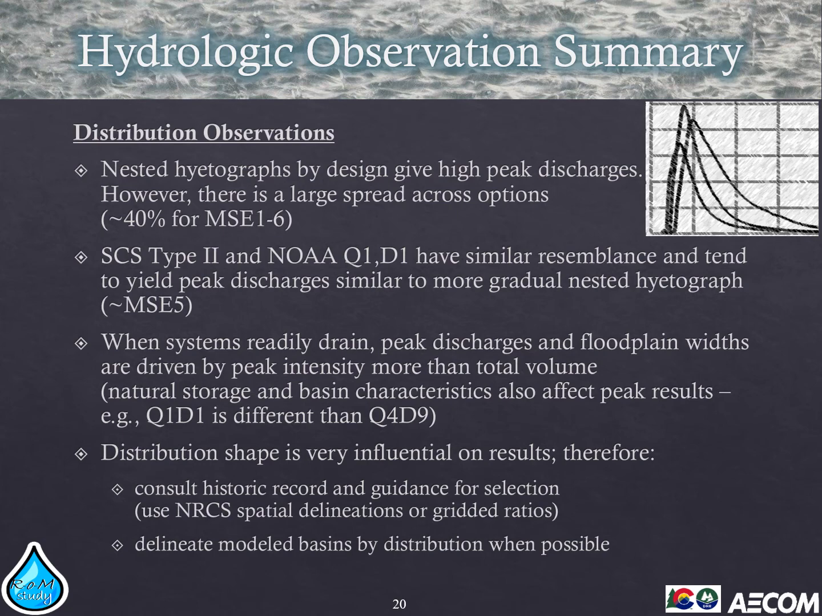But overall, the takeaway is that the distribution shape itself is very influential in the results, so you'll want to consult the historic record and any guidance that you have on selection for this, such as the NRCS has spatial delineations, or you can use gridded ratios on depths across different durations. But we would highly recommend that you delineate your model, the basin, by the distribution type when possible, rather than trying to aggregate multiple distributions into a single basin.